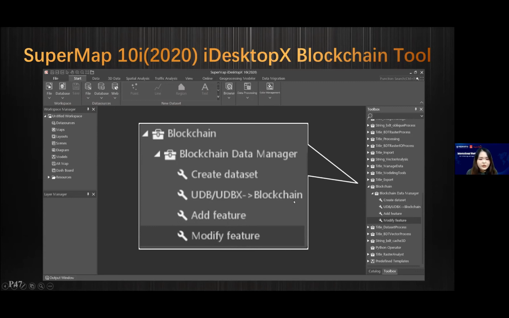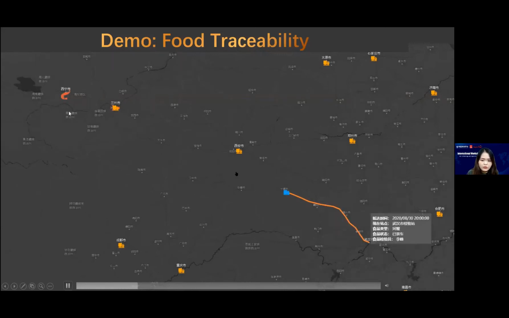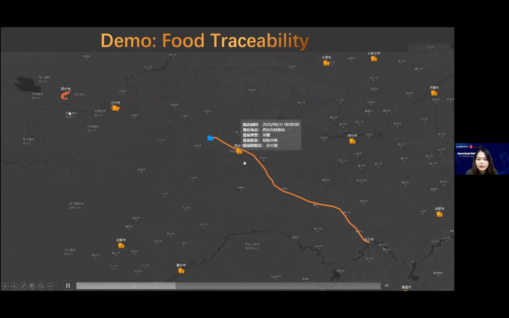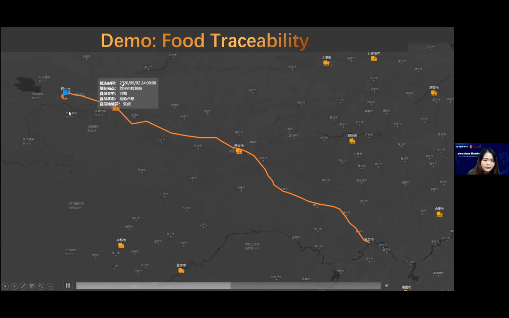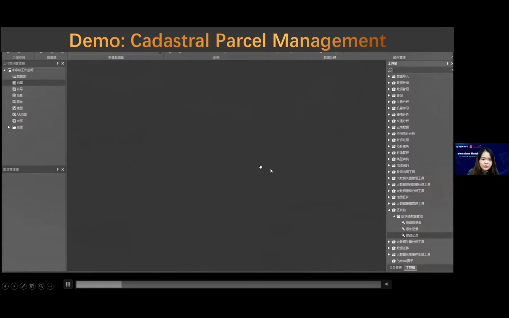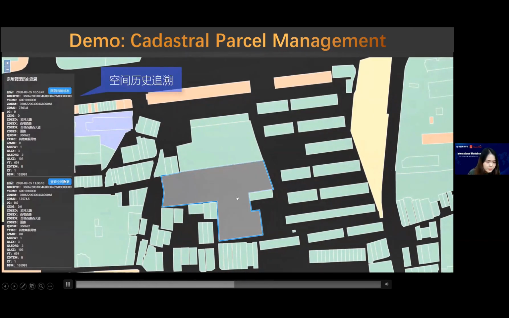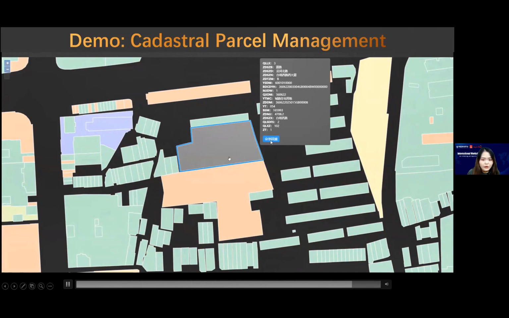In terms of applications in the real world, here is an example of food traceability. With the Geo-Blockchain, we can record every detail, like where and when the food was delivered, and also the detailed arrival time and departure time. So once the food has any problems, we can quickly locate where and when the problems might have happened. In cadastral parcel management, the Geo-Blockchain can record every change of the parcels, including their ownership and their boundaries, and so on. It helps us manage those parcels very efficiently.